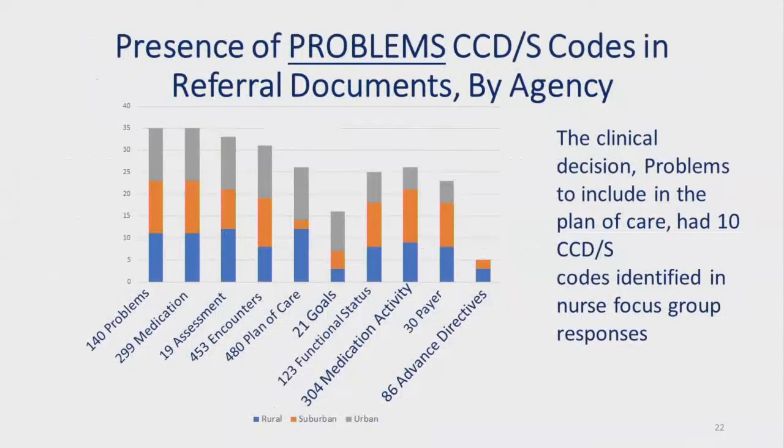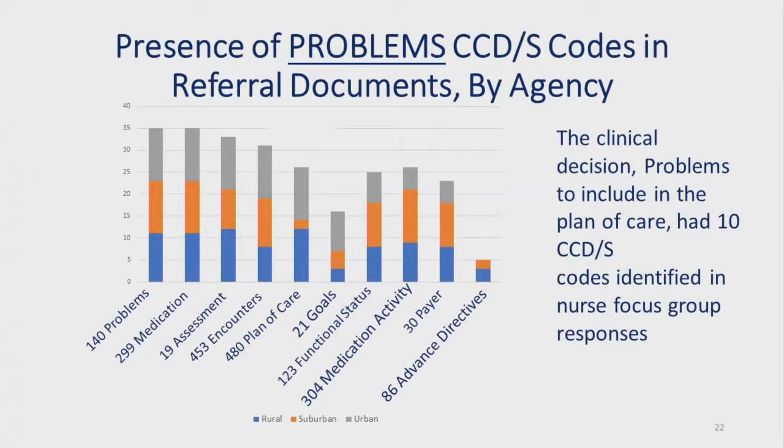So we took the CCDS codes that mapped to the information from the focus groups and put them down on the horizontal axis here. And they are on the slant at the bottom of this chart. And on the vertical axis are the number of observations that had the code. And these are the CCDS codes for problems that need to be included in the plan of care.